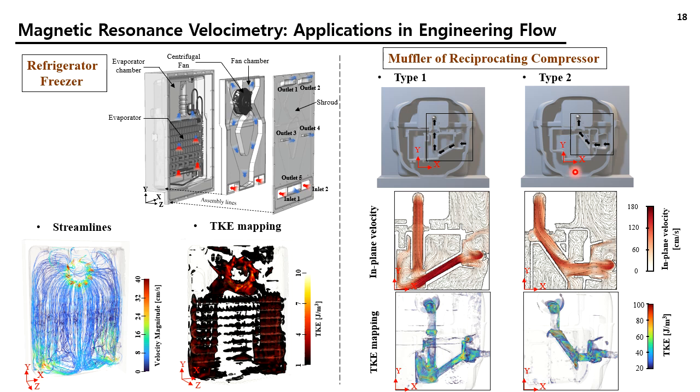And next, we applied MRV to study the flow inside the muffler of a reciprocating compressor. A muffler is used to reduce noise. However, when refrigerant passes through the muffler, it experiences additional pressure drop and heat exchange, which can affect the overall performance of the compressor. Therefore, understanding the flow characteristics inside the compressor is very important, and MRV can do it.